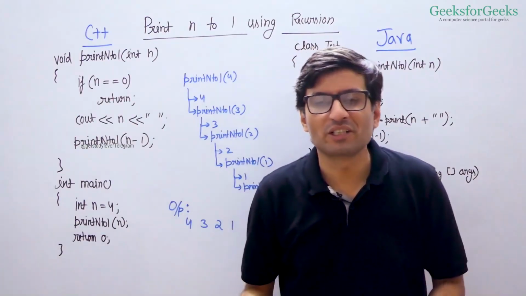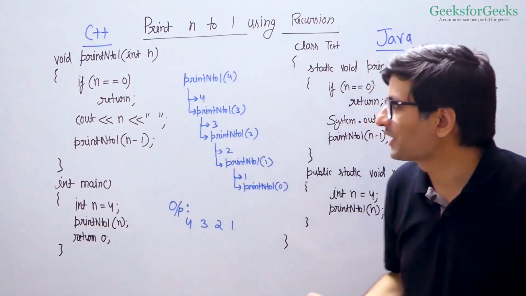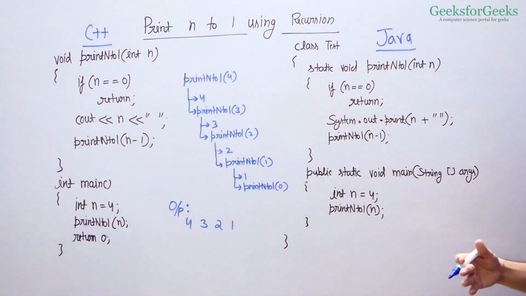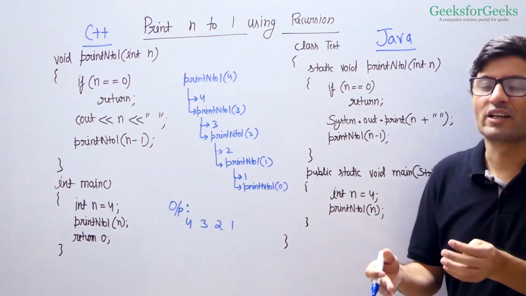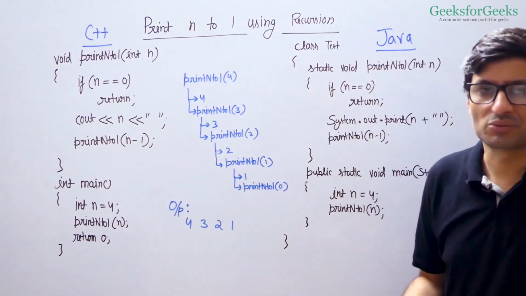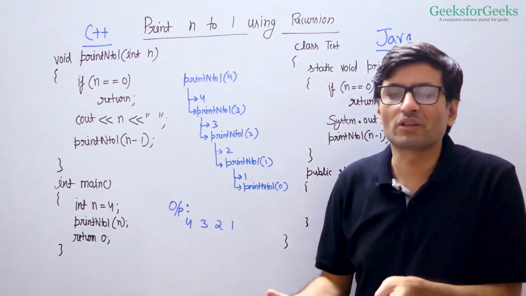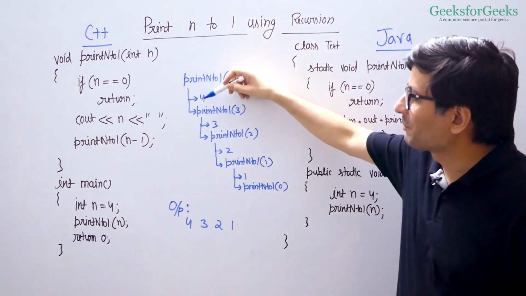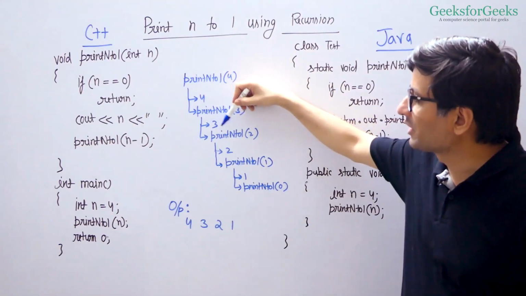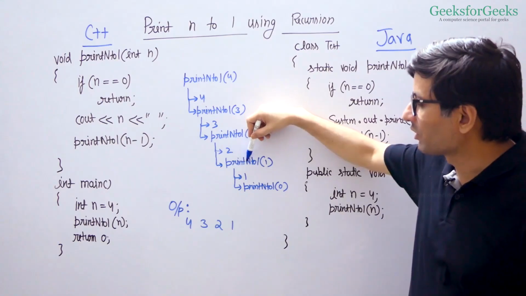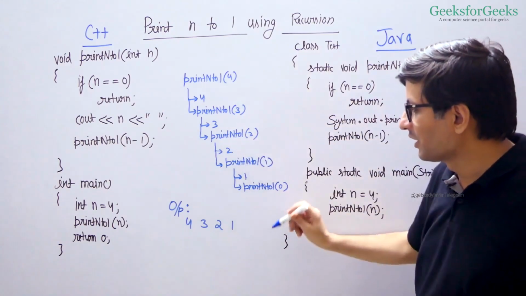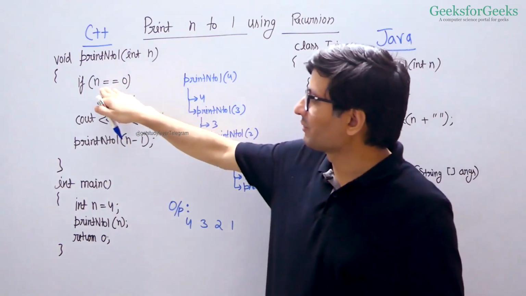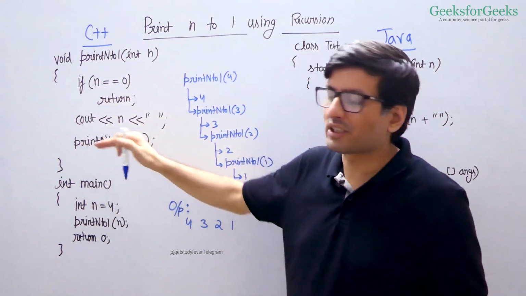Let's now take a look at the implementation. So we have a base case which says if n is equal to 0, then don't do anything. Otherwise, print n and recursively call for n minus 1. Use the solution for a smaller problem. So when you call print n to 1 for 4, it prints 4 and calls for 3, it prints 3 and calls for 2, prints 2 and calls for 1, prints 1 and calls for 0. And this is where this execution stops because n becomes 0, so it does not make any further recursive calls.